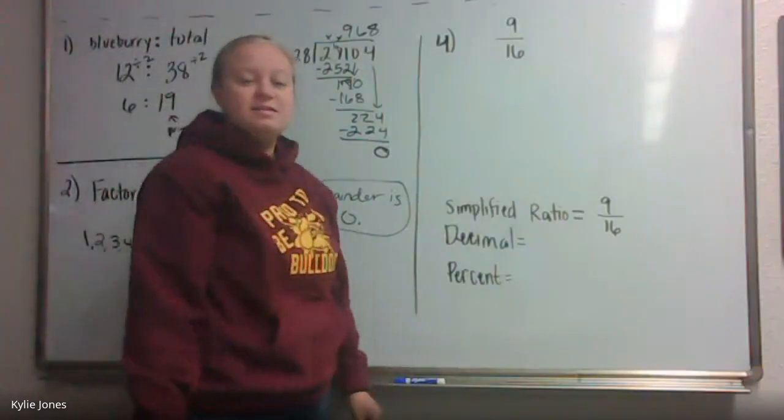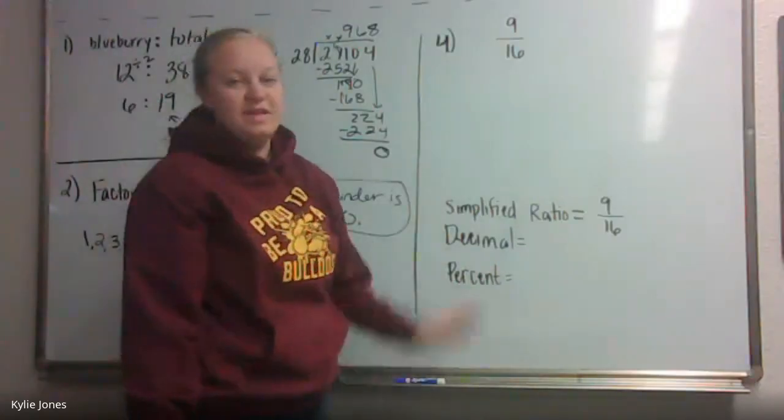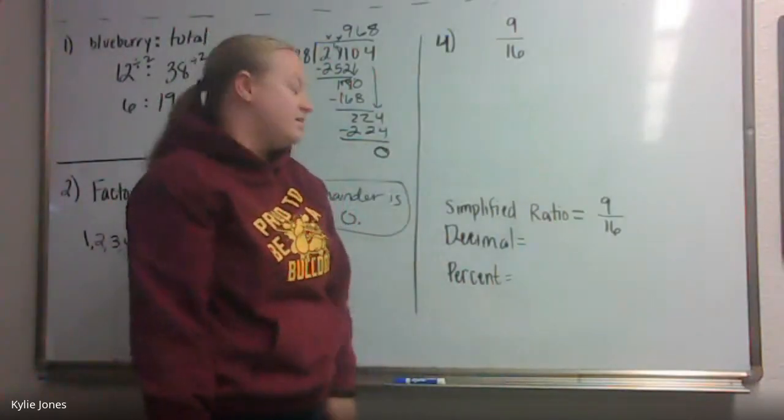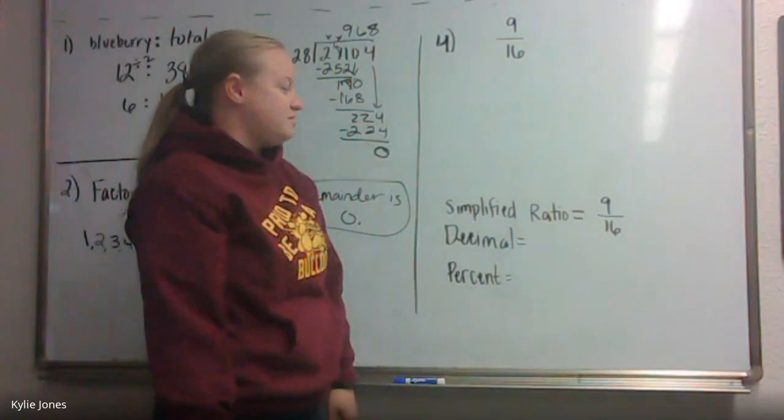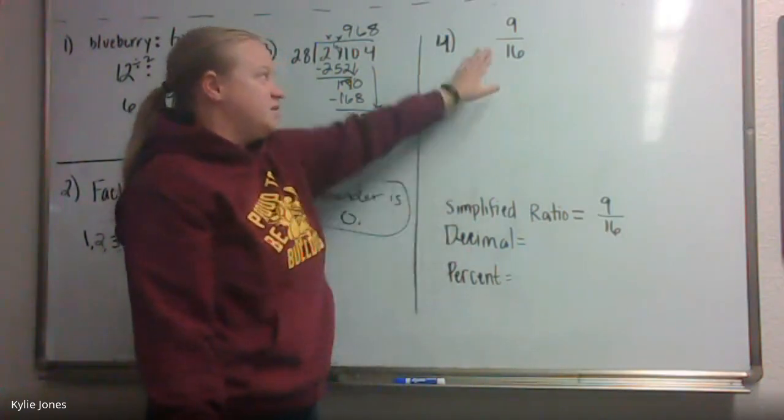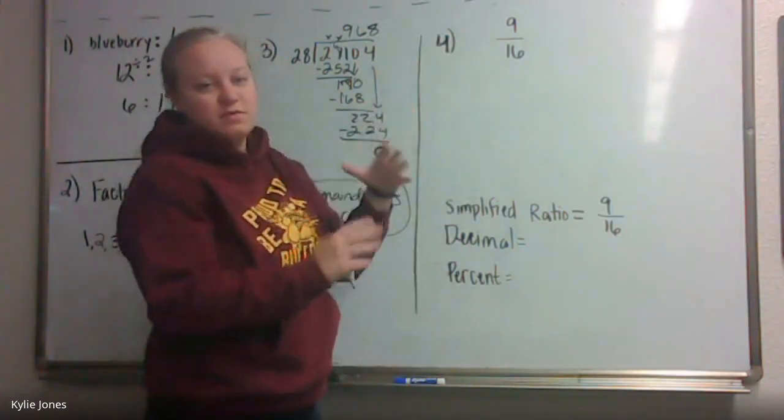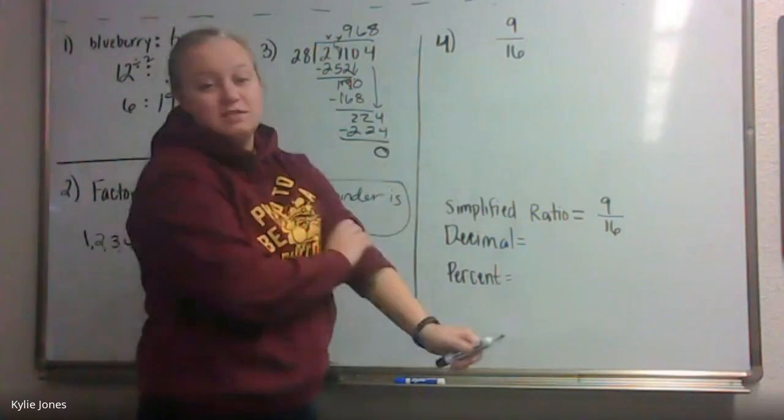So our answer to the simplified ratio. But we can multiply it. Yeah, but that wouldn't make it simplified. That would make it unsimplified. Because simplifying it means we're going to get it to the smallest possible form. So 9/16 is as small as we can go.